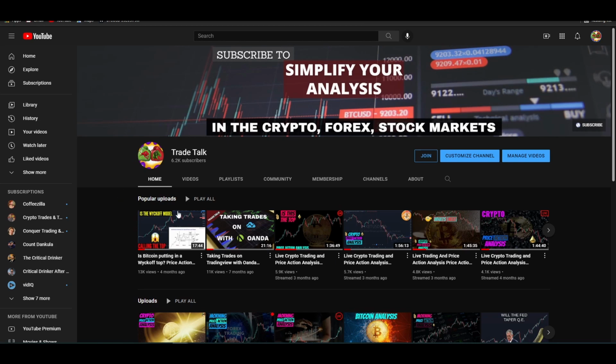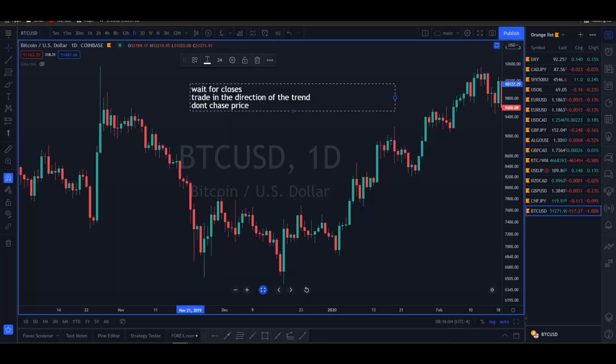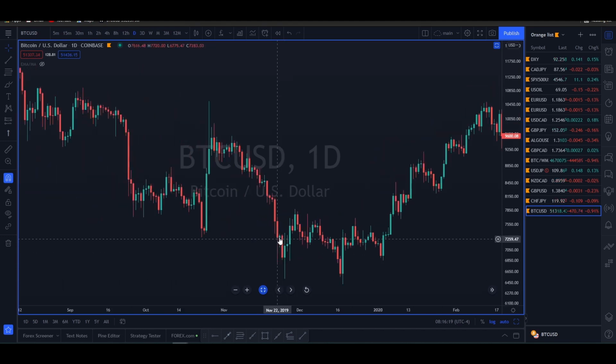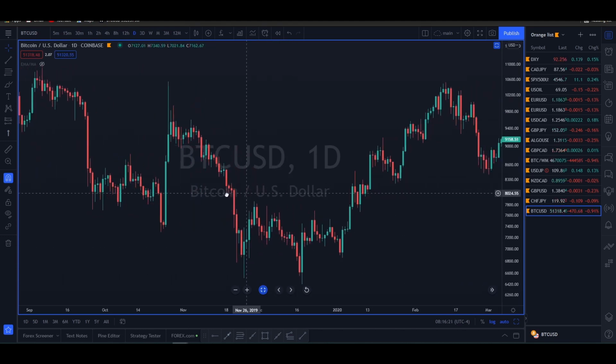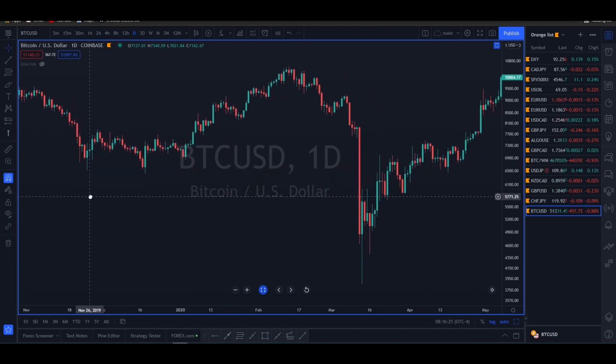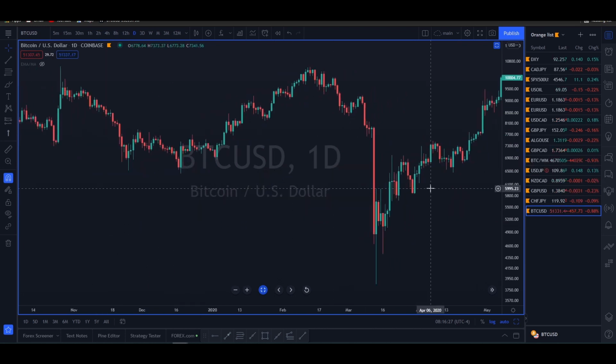Like I said earlier, this is a trend trading strategy. You are looking to enter trades in the direction of the trend at a supply or demand zone. One question will be, does this work on all assets? The answer is yes. Stocks, Forex, and crypto is what I trade on a regular basis, and I use this method on all three markets.